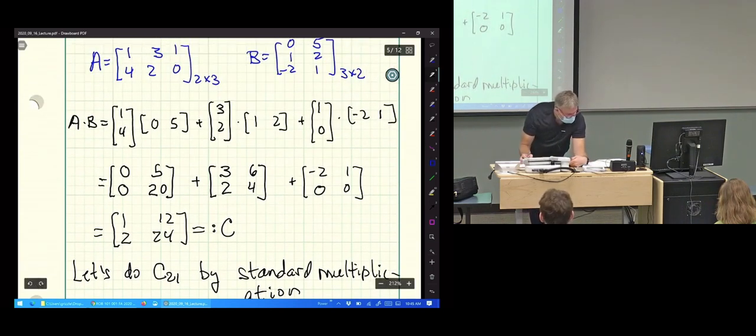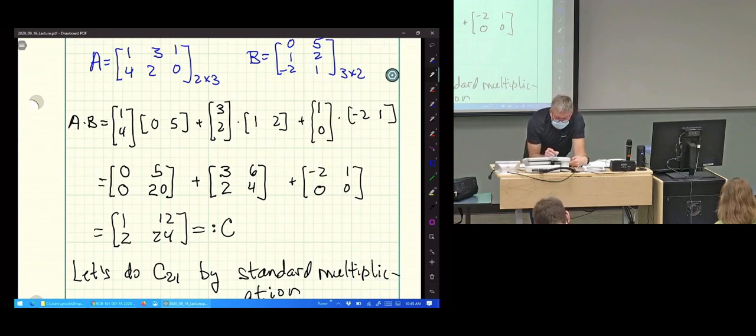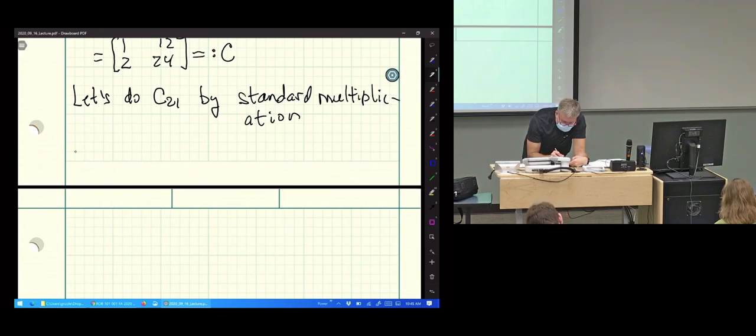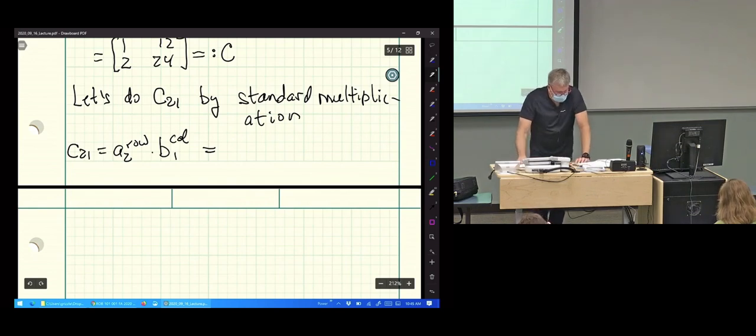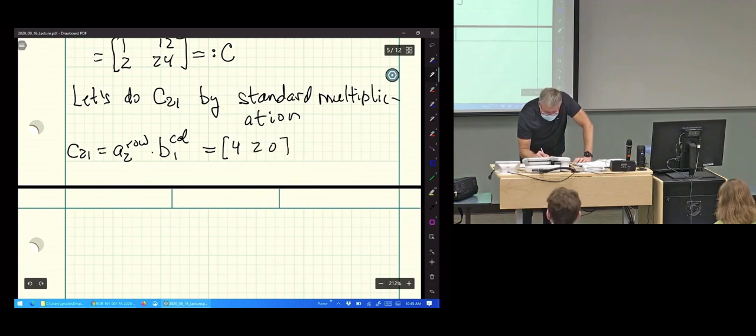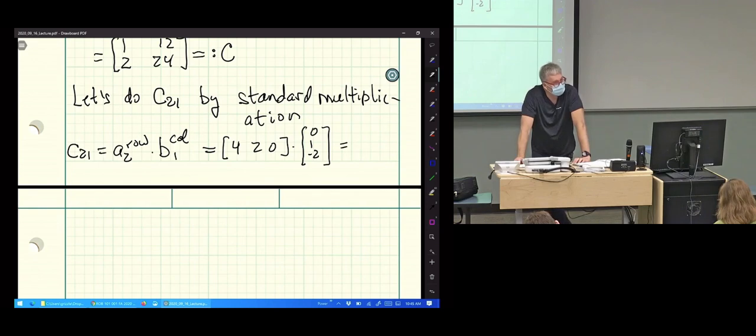Okay, so I'm going to do C21. It means we need the second row of A times the first column of B. It's going to be off the screen, so I have to write it down here. I have it in my notes, but it's A2 row times B1 column. So this is the way you know and love. I'm copying it down from what it was. We're just checking to see that I'm not lying to you, that we're going to get the same thing as we did with the alternative method of multiplication.